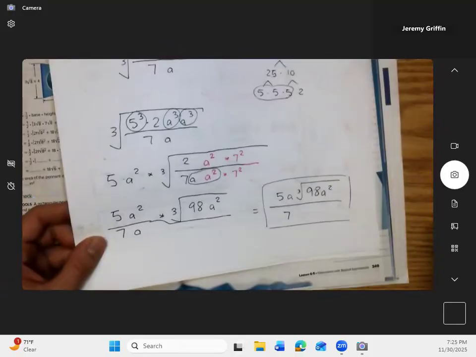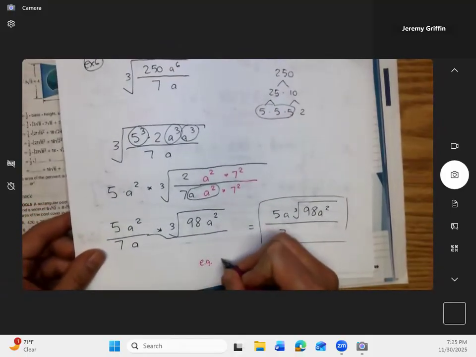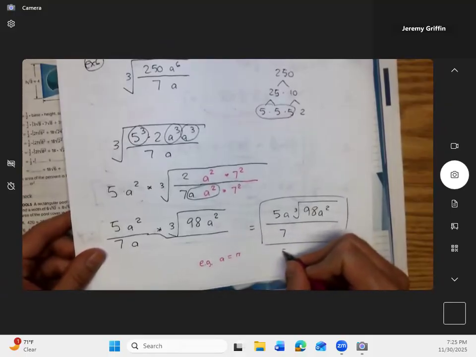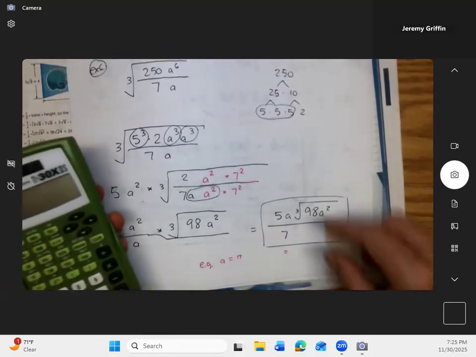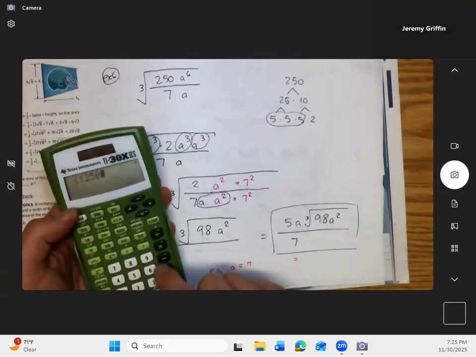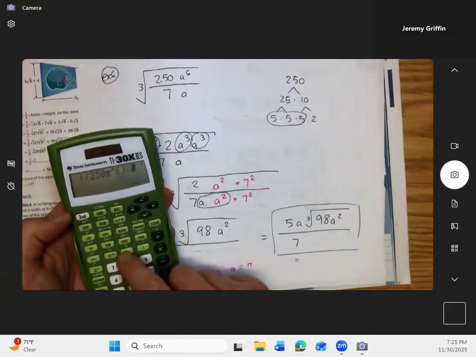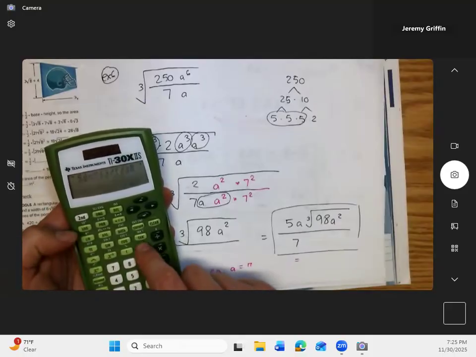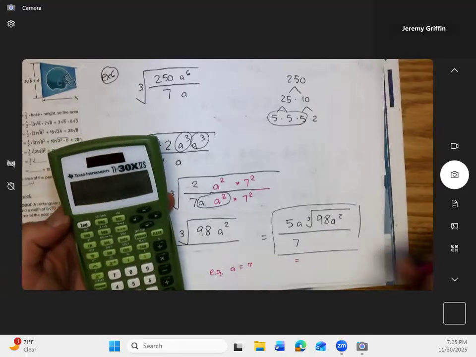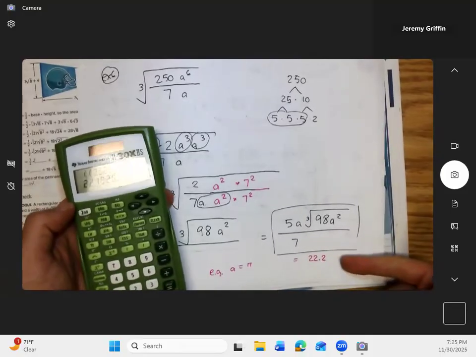Okay. Let me give you guys a numerical example. Let's say, for example, what if a was equal to pi? Then this whole expression is equal to, let's say, if a is pi, I'll go back to the beginning. What is 250 times pi to the 6 divided by 7 pi? And that's all raised to the 1/3 power. I'm getting 22.19, I'll call it 22.2, rounded, pretty close.